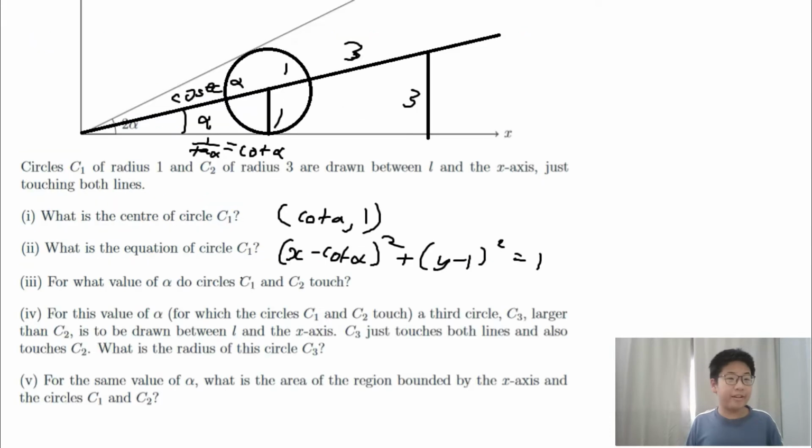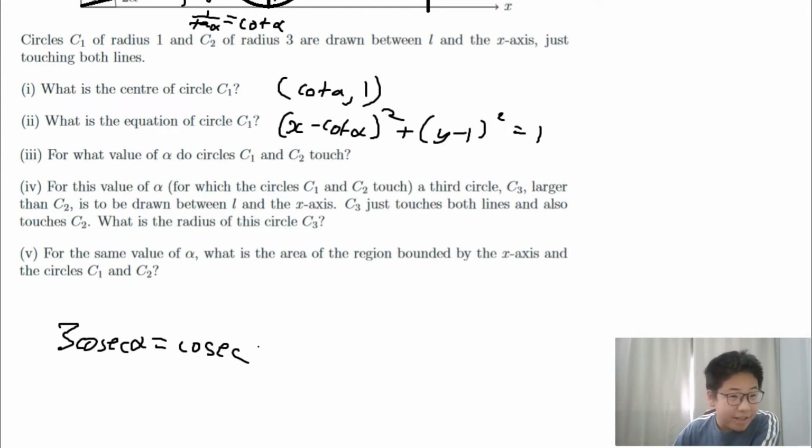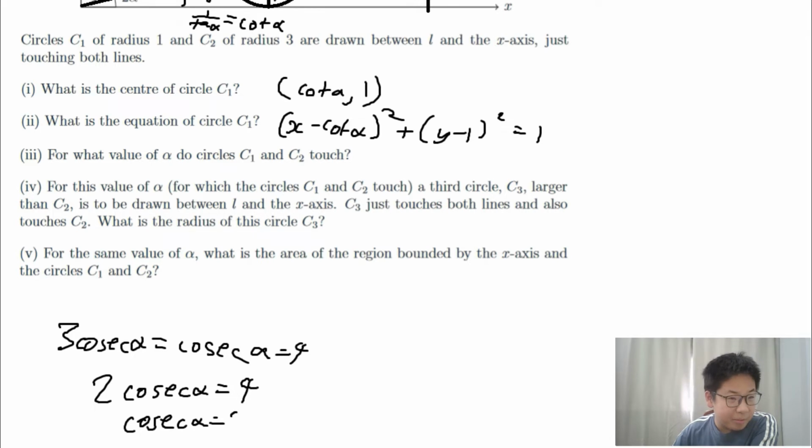So for what alpha do the circles C1 and C2 touch? We are now going to say that 3 cosecant alpha equals cosecant alpha plus 4. That is very simplified, but it's actually a very effective method, because sometimes the solutions might turn out to be very complicated, but somehow you find a simpler solution which has to do with the geometry.